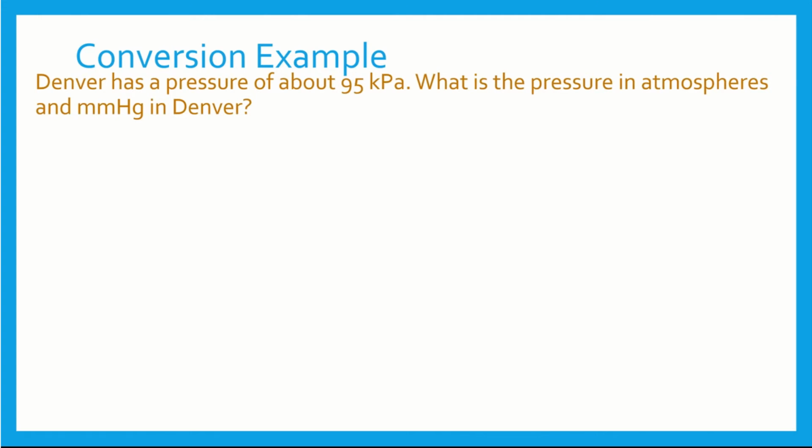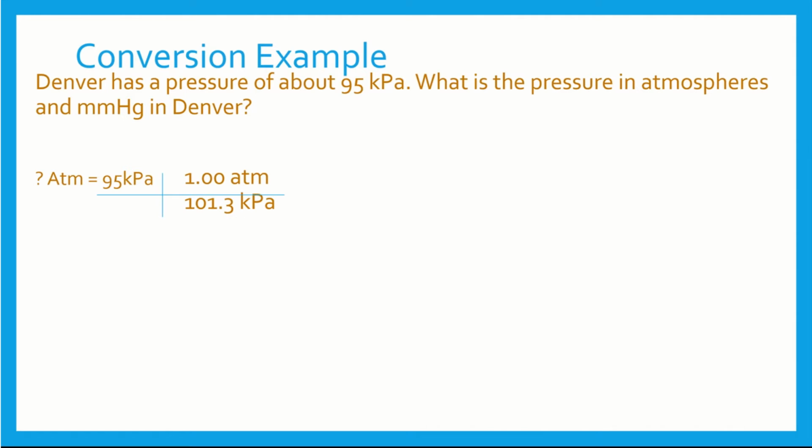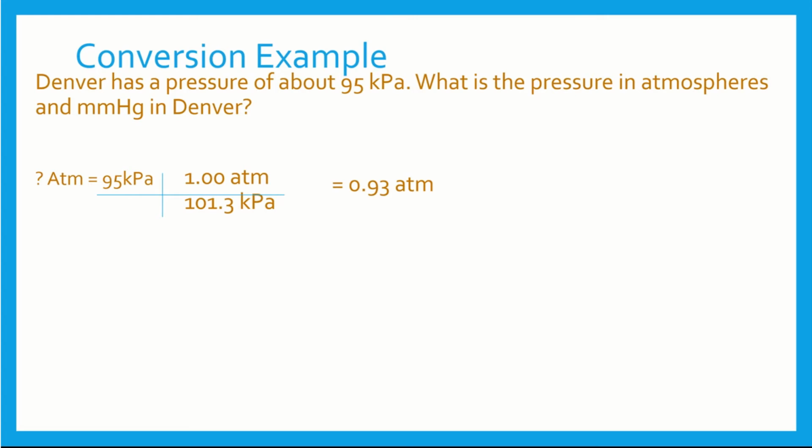Here are some examples of problems where you'd need to have your conversions memorized. Denver has a pressure of about 95 kilopascals. What is the pressure in atmospheres and in millimeters mercury in Denver? Okay, well, we're looking for atmospheres. Question mark atmospheres is equal to 95 kilopascals. Now, we know that 101.3 kilopascals equals 1 atmosphere, so we can get our kilopascals to cancel out. We can do our math. We can see that it's 0.93 of an atmosphere.